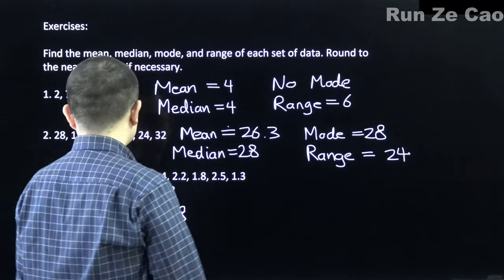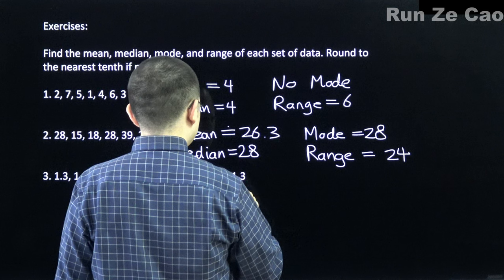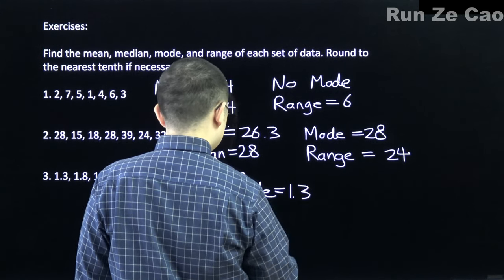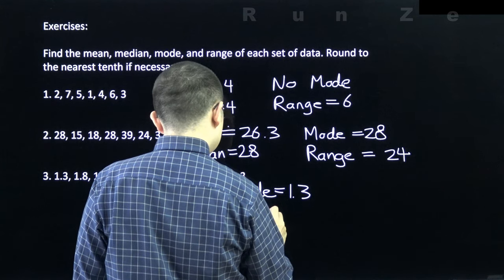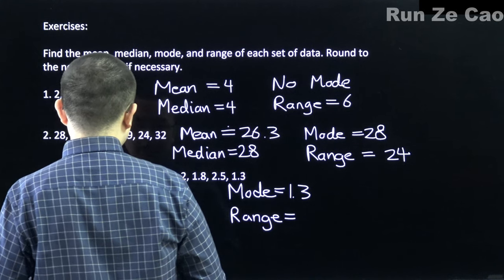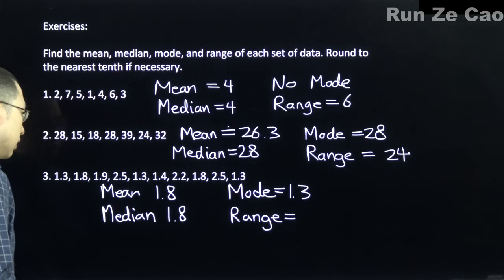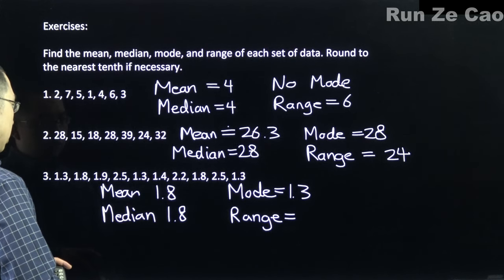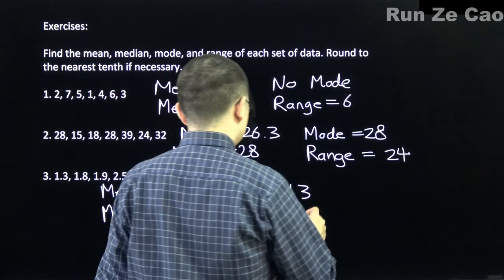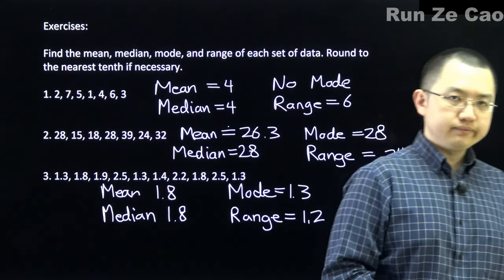Okay, what's the mode? We see that there are two 1.8s, but there are three 1.3s. So the mode equals 1.3. Now the range is the largest minus the smallest, and the largest here that we see is 2.5, which there are also two of. So 2.5 minus 1.3 gives us 1.2 for the range.